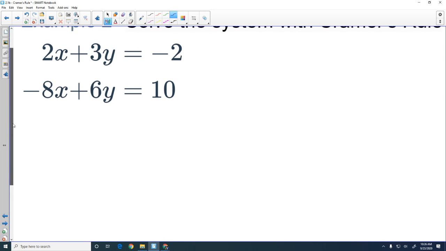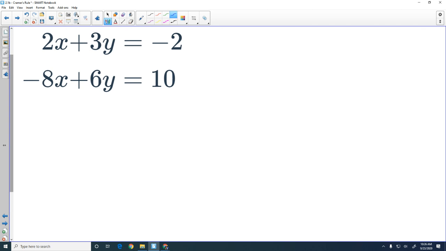So first off, make sure they're in standard form, which they are. Right? I've got the x's and the y's on the left side, and the constants are on the right side. Now we need three numbers essentially. These three determinants. I need d, I'm going to need d sub x, and I'm going to need d sub y. So we're going to figure out what these three determinants are.